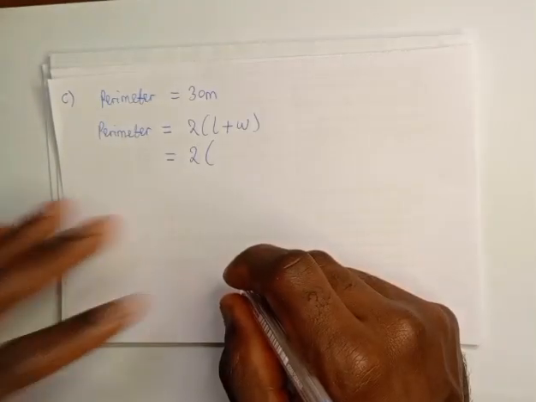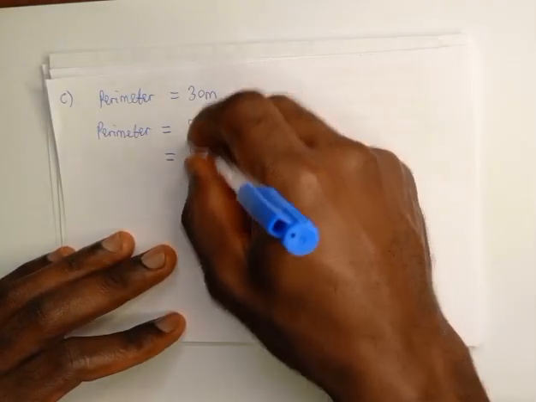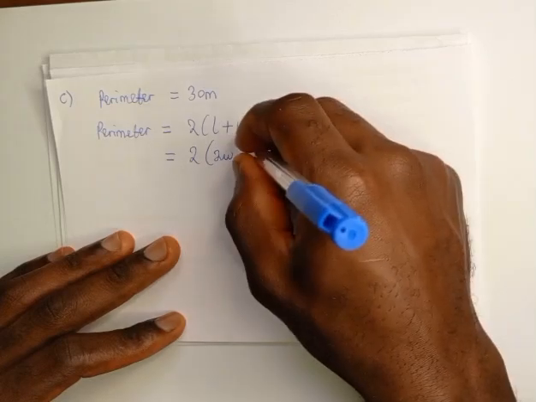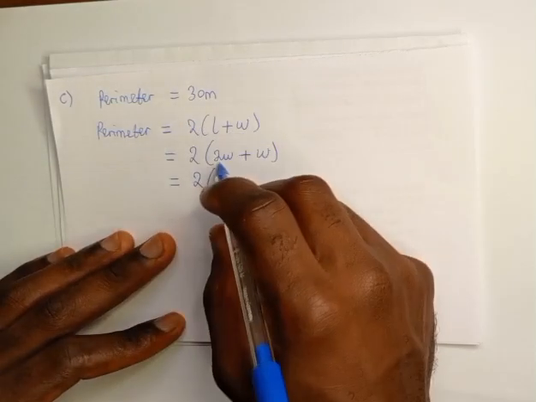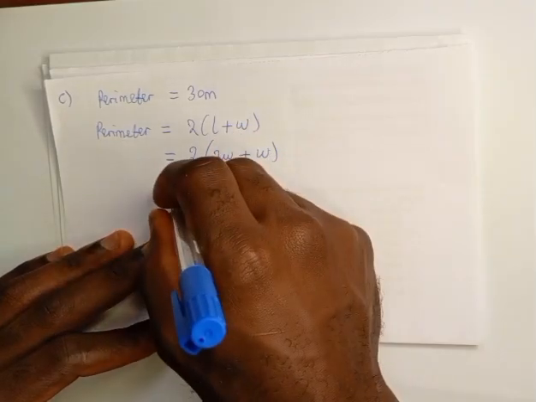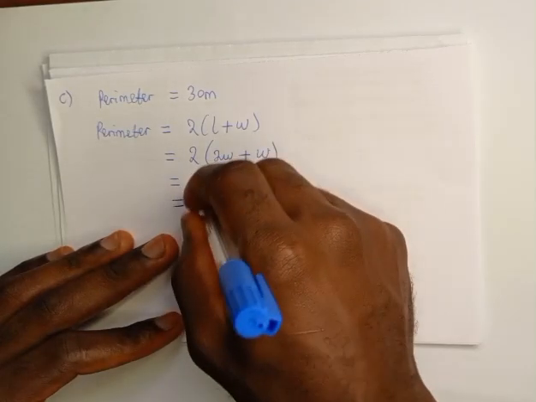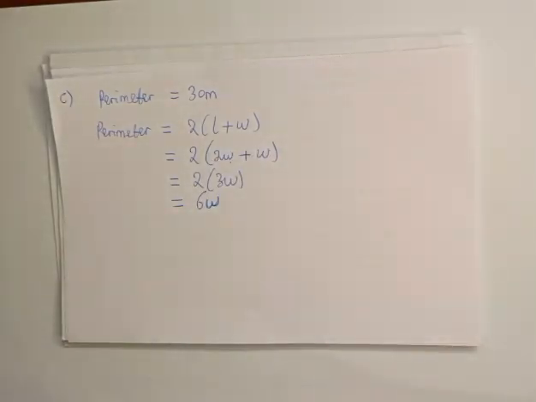And this is simply equal to 2 times, from question A, we know the length is 2 times the width. So we are going to replace L with 2W plus W. This will simply be equal to 2 times 2W plus W gives us 3W. And this will be equal to 2 times 3 gives us 6. We attach W. So the perimeter is simply equal to 6W.